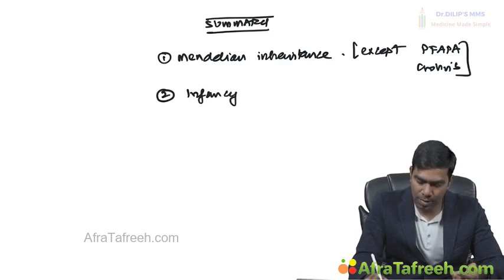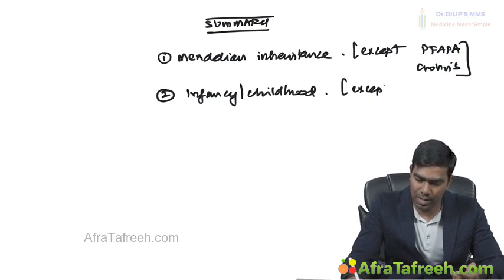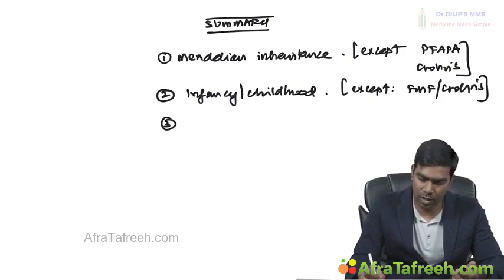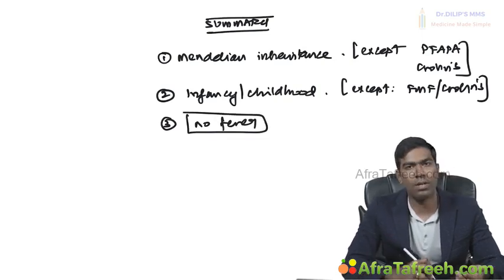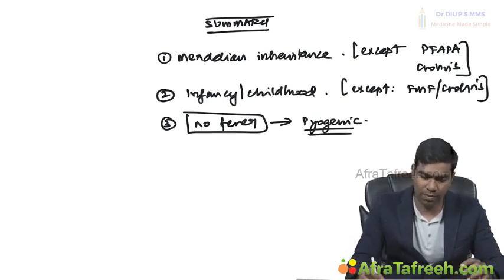Everything, all the autoinflammatory syndromes, happens in infancy and childhood. Two exceptions are the standard exceptions: one is familial Mediterranean fever and the second is Crohn's disease. These are the two that typically come in adults, not in infancy and children. Third one, no fever. Even though fever is a very characteristic feature of autoinflammatory syndromes, there is no fever in pustular lesions or pyogenic autoinflammatory syndromes. You don't have any fever at all.